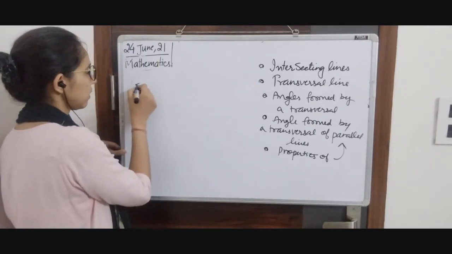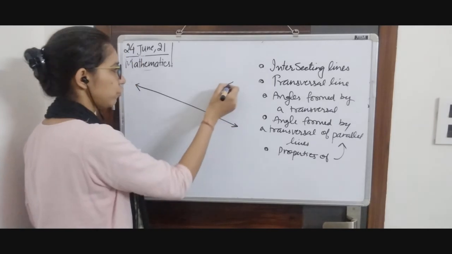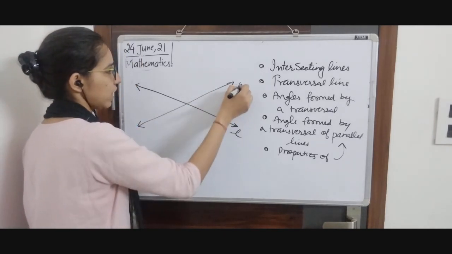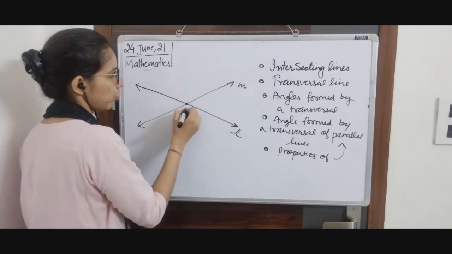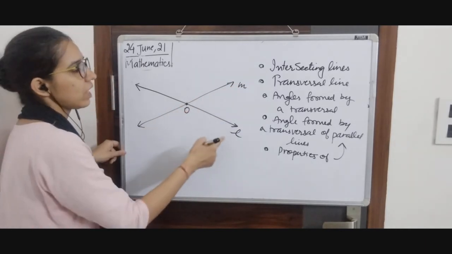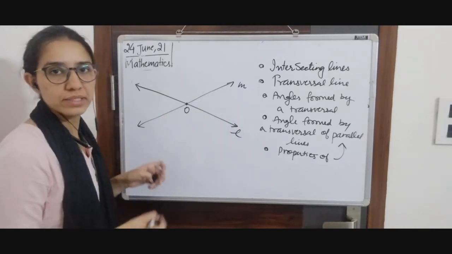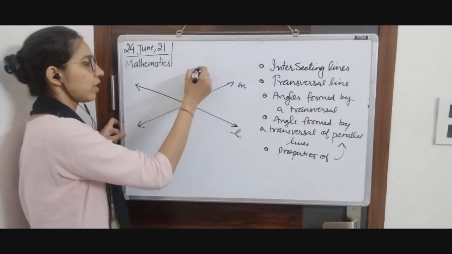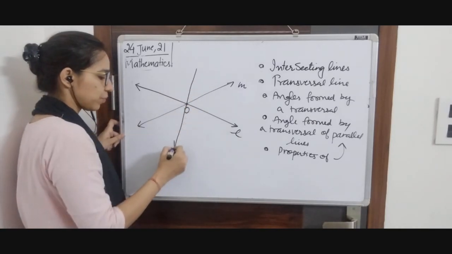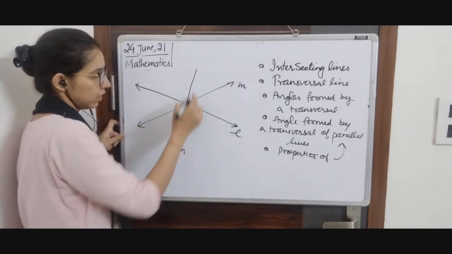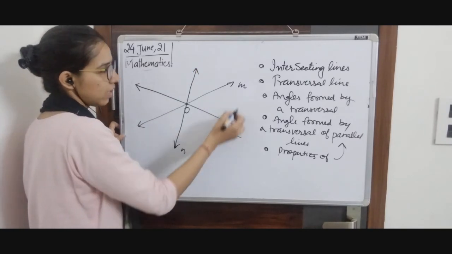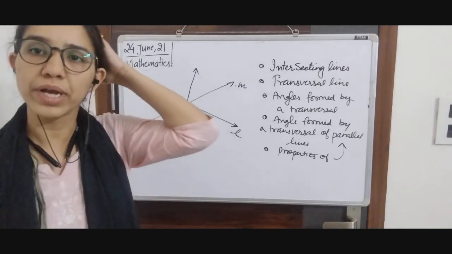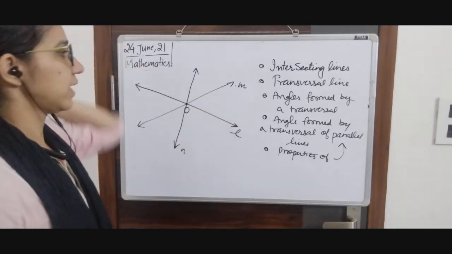Intersecting lines are the lines which meet at one point. Suppose lines L and M are meeting at this point, suppose O. So we will say line L and line M are intersecting at point O. We can have another line also, suppose this is N. So we will say that line L, line M and line N are intersecting at point O. These are the intersecting lines.